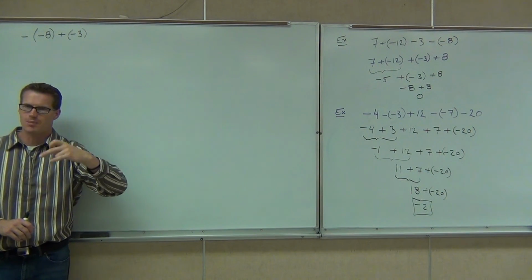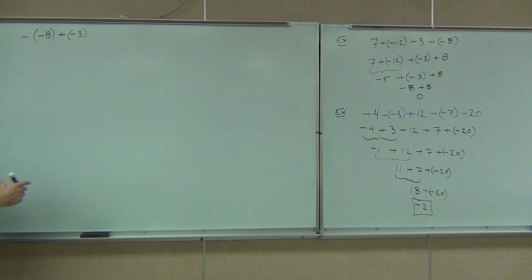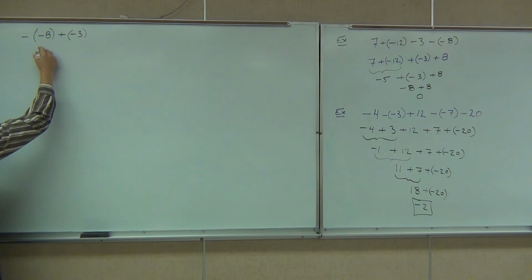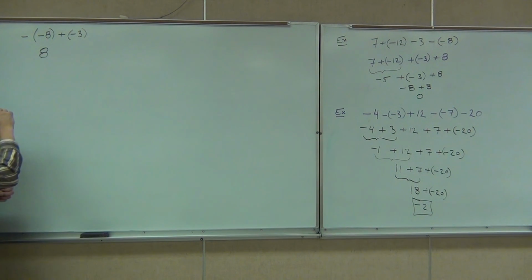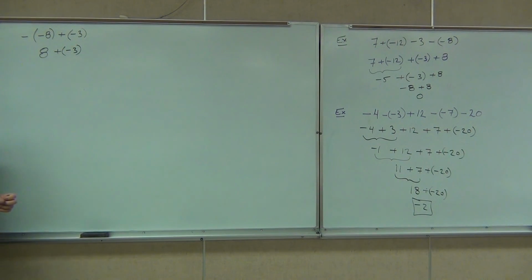Can you tell me what is the opposite of negative 8? 8. So what you can do with this problem, whenever you see a negative negative, it's asking you for the opposite of negative 8. Make it a positive. You just told me the opposite of negative 8 was 8. That's what we're talking about. And then you can go on doing this problem.